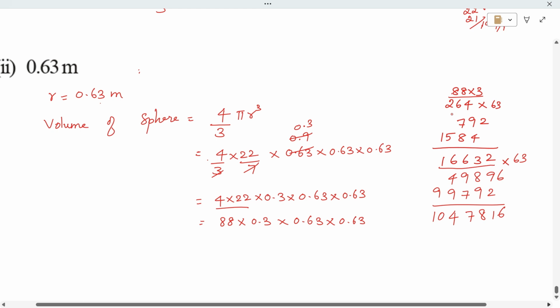Then I multiplied by 63. Now count the number of decimal digits. 1 plus 2 is 3, 3 plus 2 is 5. So from the right, 1, 2, 3, 4, 5 digits, place the decimal point. So it is going to be 10.47816, or I can round off to one decimal digit as 10.5. Okay, then the volume unit is meter cube. So it is approximately 10.5 meter cube.